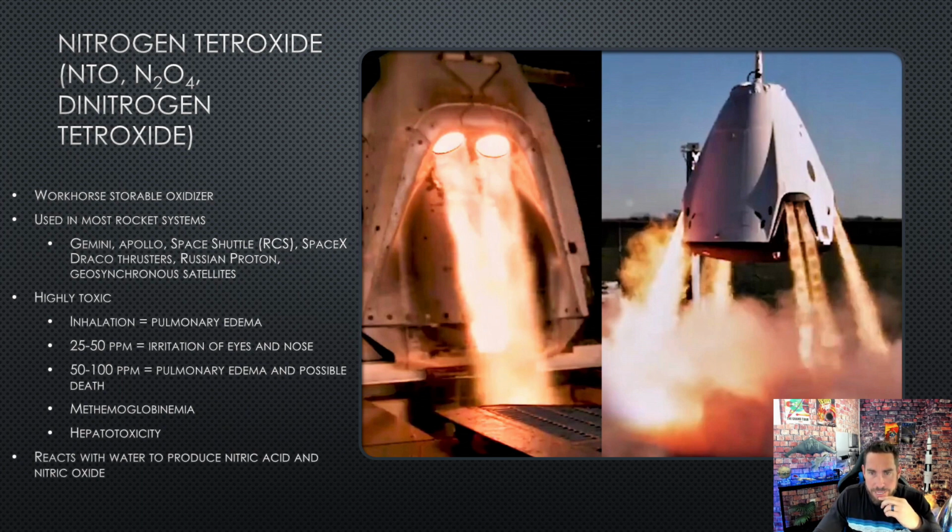So this is the Dragon capsule, and these are the Super Draco thrusters firing. I think these small ones here are just the regular Draco thrusters. These also use NTO. If you've seen the video of the Dragon coming into the space station to dock, depending on the view, you see little puffs coming out of the side. Those are the Draco thrusters firing.